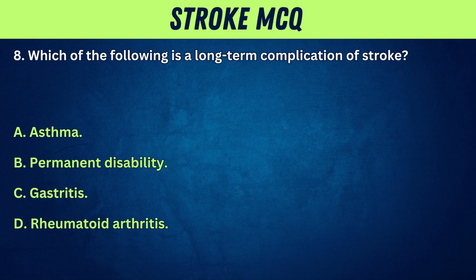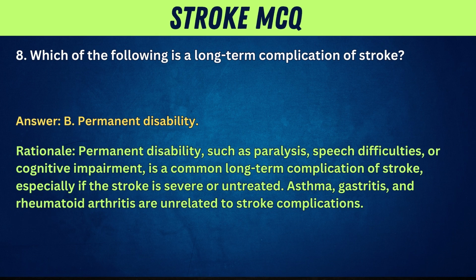Which of the following is a long-term complication of stroke? A. Asthma. B. Permanent disability. C. Gastritis. D. Rheumatoid arthritis. Answer: B. Permanent disability. Rationale: permanent disability, such as paralysis, speech difficulties, or cognitive impairment, is a common long-term complication of stroke, especially if the stroke is severe or untreated. Asthma, gastritis, and rheumatoid arthritis are unrelated to stroke complications.